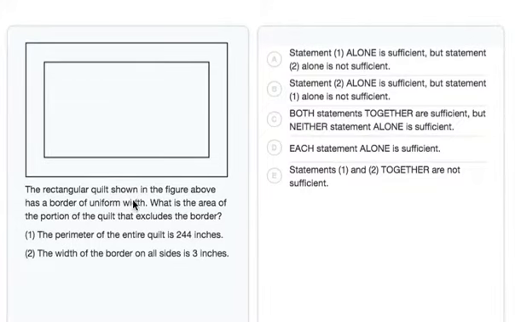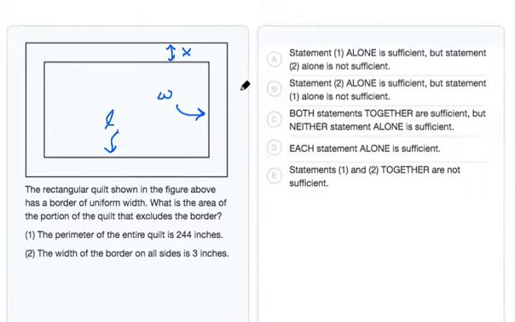So we can go ahead and pick variable names. We can label them however we'd like. Let's call the width of the border, that would be this width right here, X. And since we're interested in the area of the portion of the quilt that excludes the border, that would be the inside, we can call this length L for length, and let's call this side W. And those would be the dimensions of the interior of the quilt without the border.